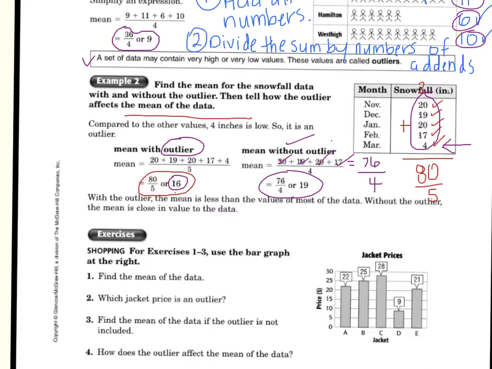It's like, let's say you had 100, 100, 100, 100 on your quizzes, and then you made a 40. What's going to happen to your average? Well, that 40 brings it down. The 40 would be your outlier. Here, the 4 is the outlier, and it brought the average or the mean down. Without the 4, the average or the mean is really close to the rest of the numbers besides 4. With the outlier, the mean is less than the values of most of the data. Without the outlier, the mean is close in value to the data.